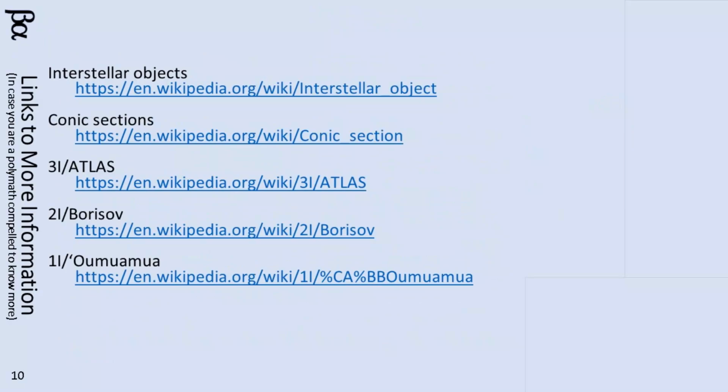And then what all these sorts of things are. It's Three-Eye Atlas and not One-Eye Atlas. We already have two on the books. Two is Borisov and one is ʻOumuamua.